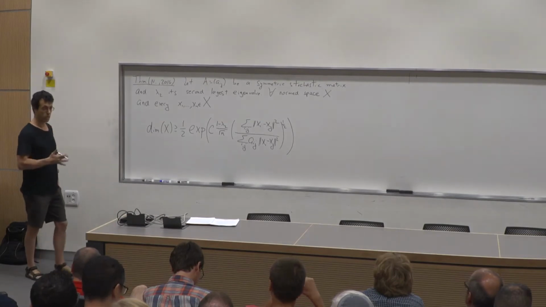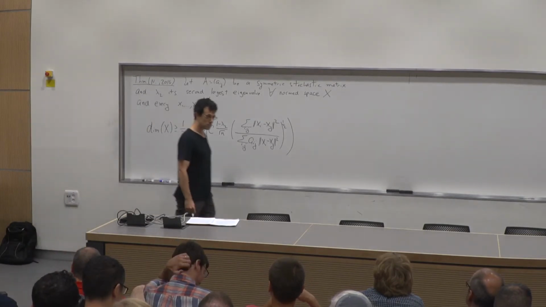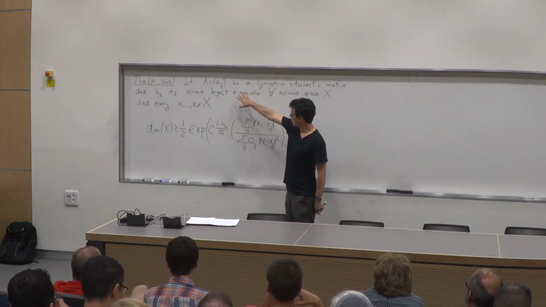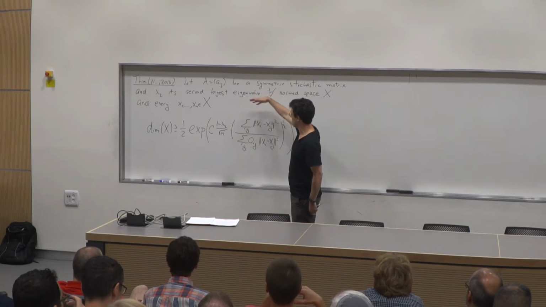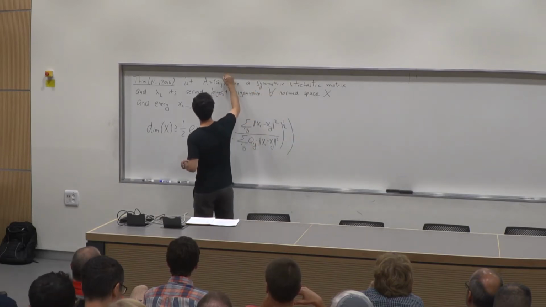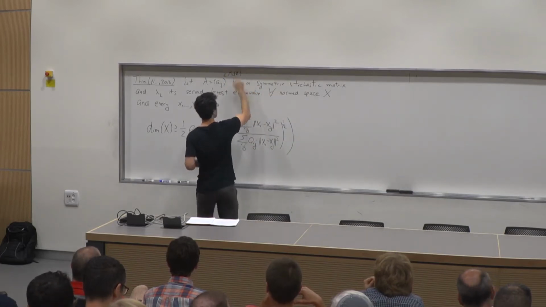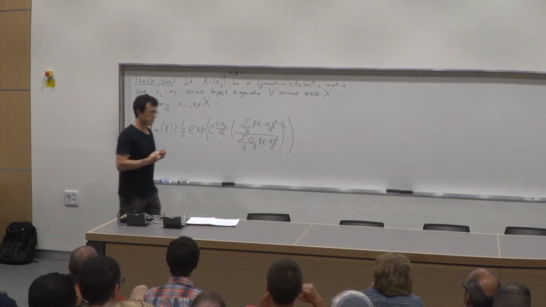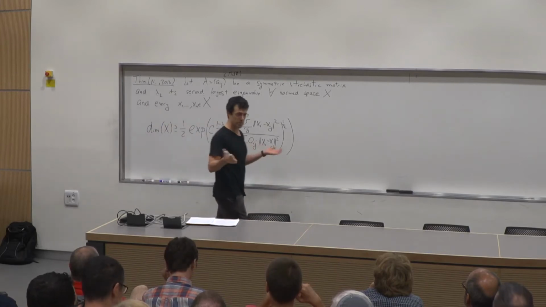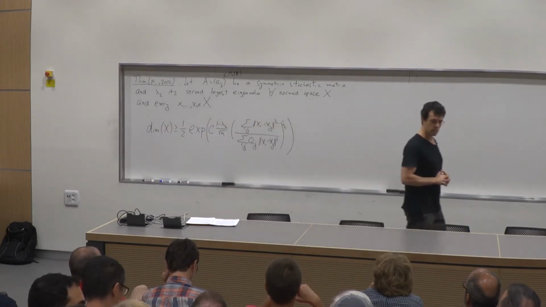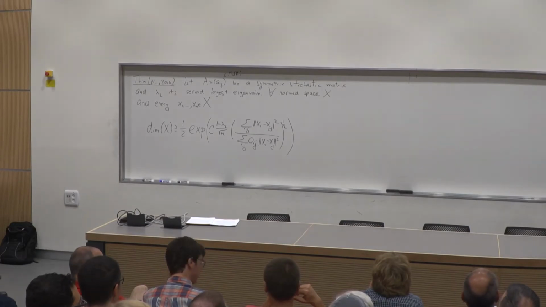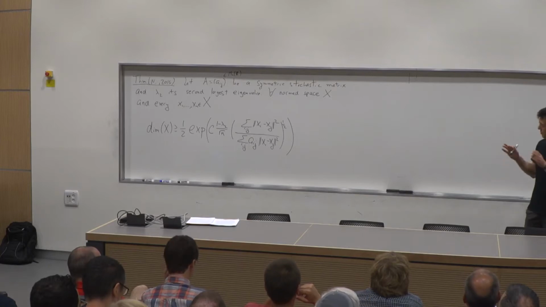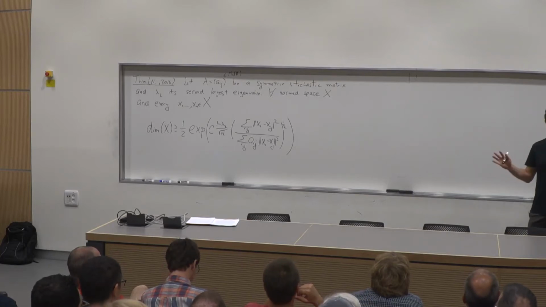Okay, so this is an inequality about stochastic matrices. So this is a universal constant. Give me any stochastic matrix, and what is a stochastic matrix? It's symmetric, n by n, the entries are non-negative, and the sum of each row is 1.